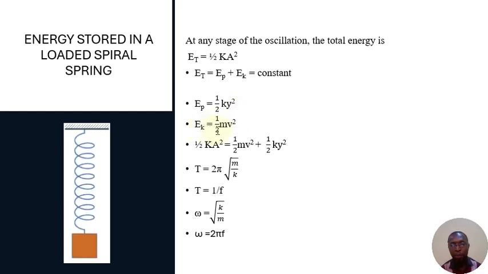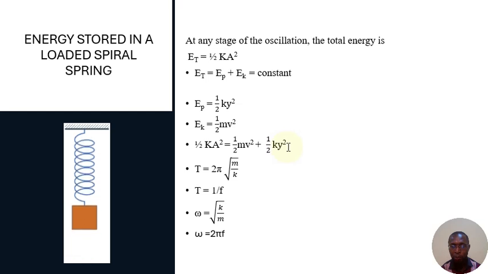And the kinetic energy still remains half mv squared. In a loaded spiral spring, potential energy is half Ky squared. Meanwhile, in a swinging pendulum, it is mgh. Please take note of that. Now, the total energy, we have said it here. If we bring all of these values here, we'll have half Ka squared equals half mv squared plus half Ky squared.